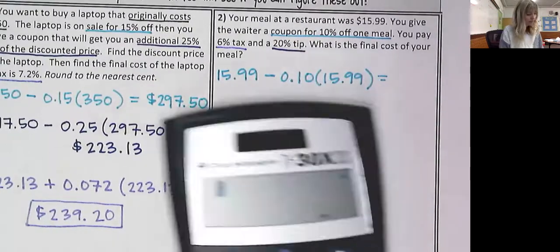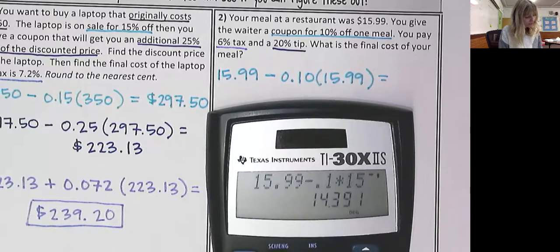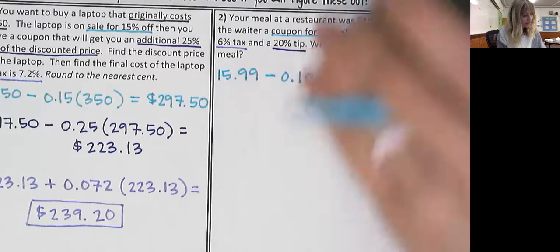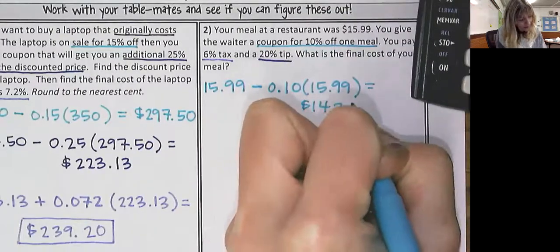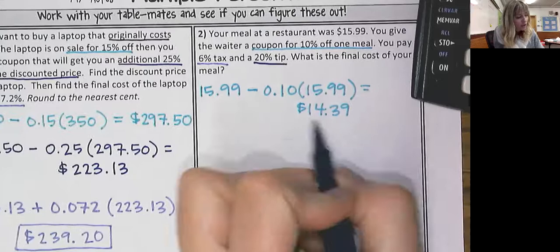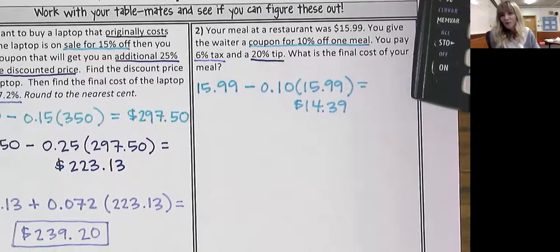Okay. Once again, the benefit of this is I can type it all in at once. $15.99 minus 0.10 times $15.99. 14.39. The one, that's not going to bump it up. So after you get 10% off, your discounted meal is $14.39. Again, like on the last problem, that also gives me a new original.